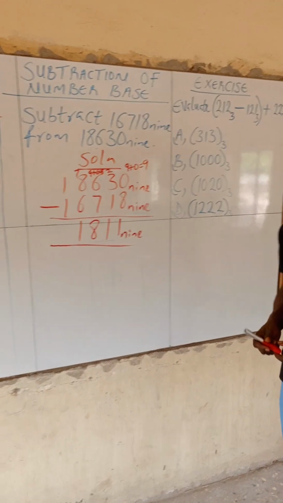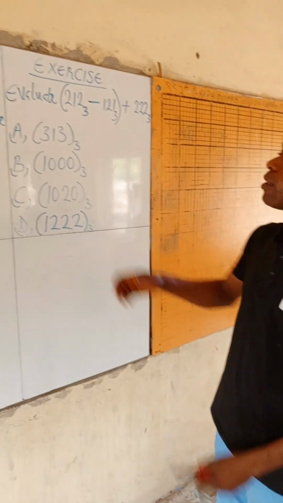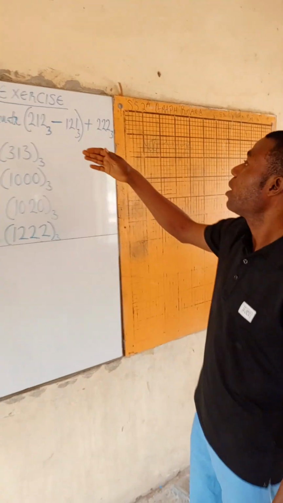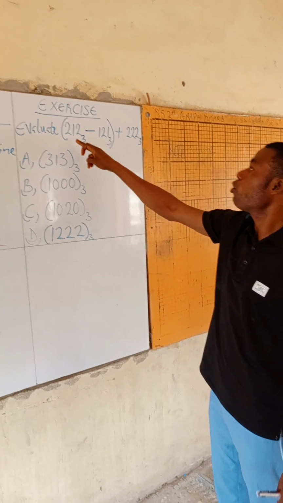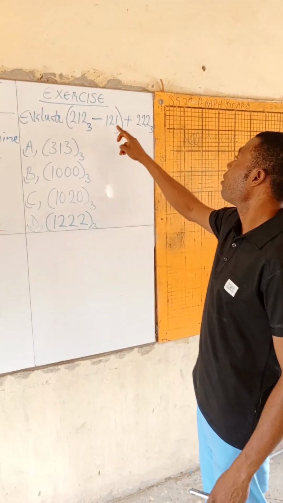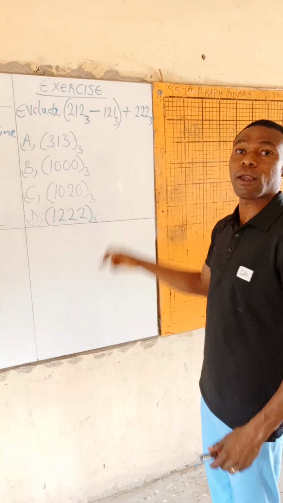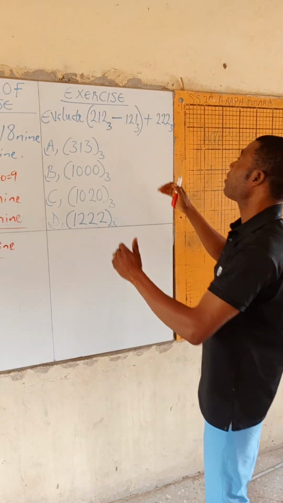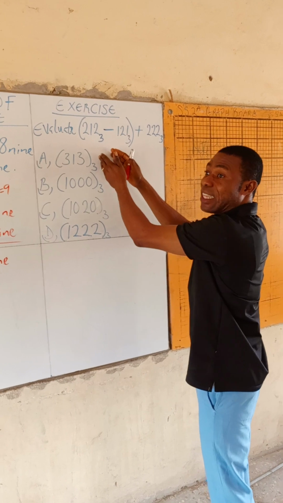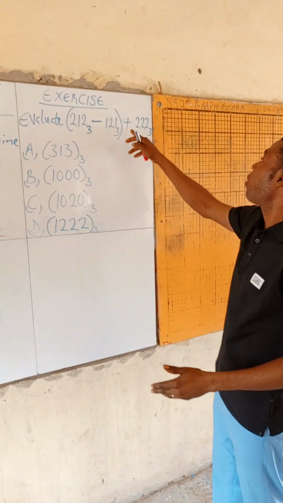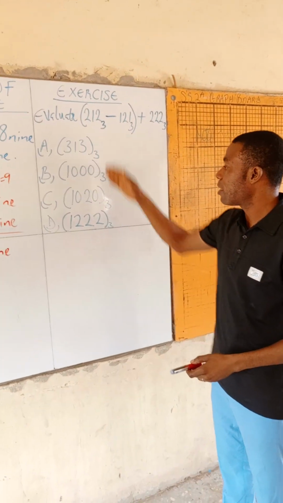So it is now time to solve the exercise. The exercise we are having today is: evaluate 212 base 3 minus 121 base 3 plus 222 base 3. So what we are going to do first is to subtract this. After getting your answer, you add to this. Then you get your result.